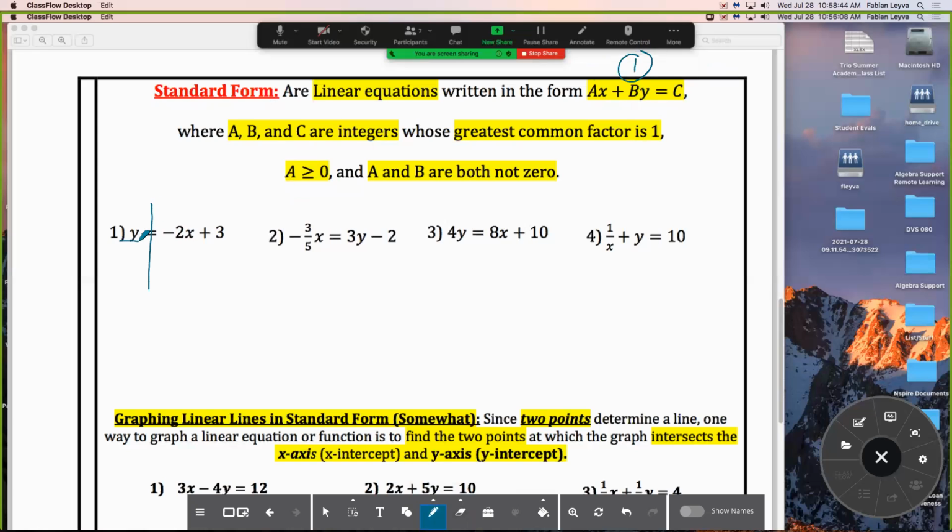Now, is my x and my y on the same side of the equation? And the answer would be no. They are not on the same side of the equation. I need to get them on the same side of the equation in order to satisfy my first rule here.